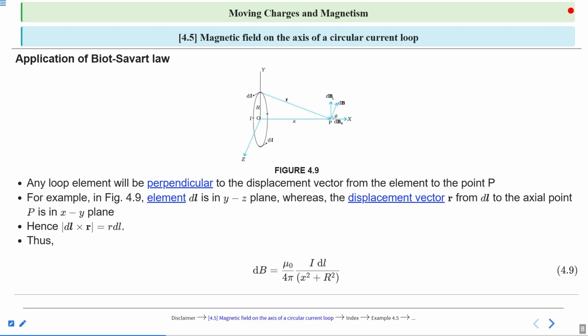In equation 4.8, what was given? dB is equal to mu naught by 4 pi, I dl cross r upon r cube. The dl cross r will become r dl, and one r in the numerator will cancel with the r cube, so r square will remain in the denominator. So it will become mu naught by 4 pi, I dl upon small r square. So small r square is x square plus capital R square. So we will get equation 4.9.